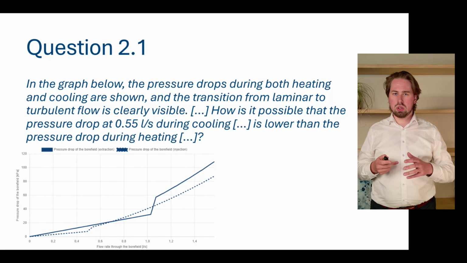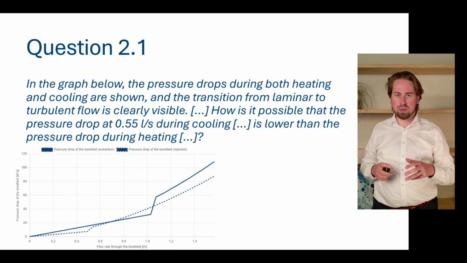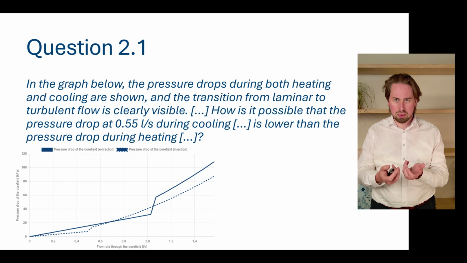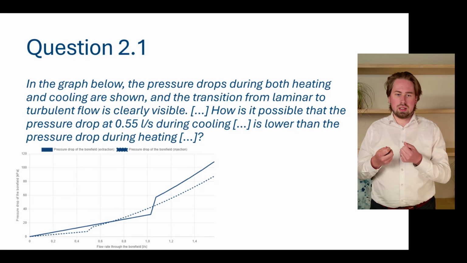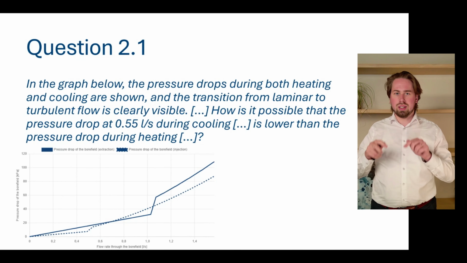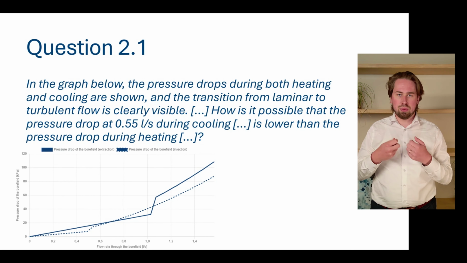So let us now assume we are working at 0.55 liters per second. We have a pressure drop during injection when we're turbulent, which is actually lower than the same flow rate during extraction when we're laminar.